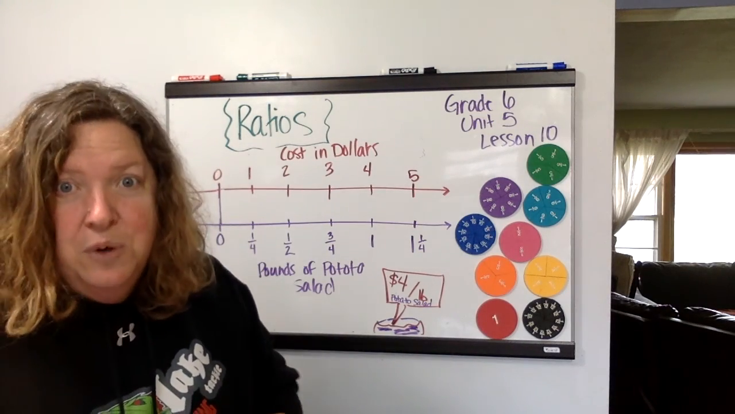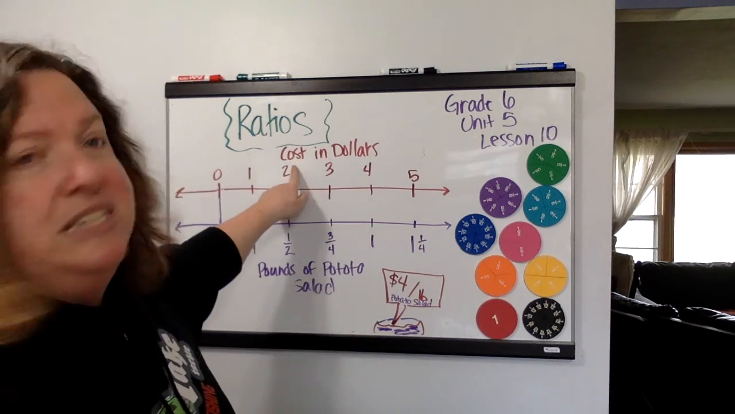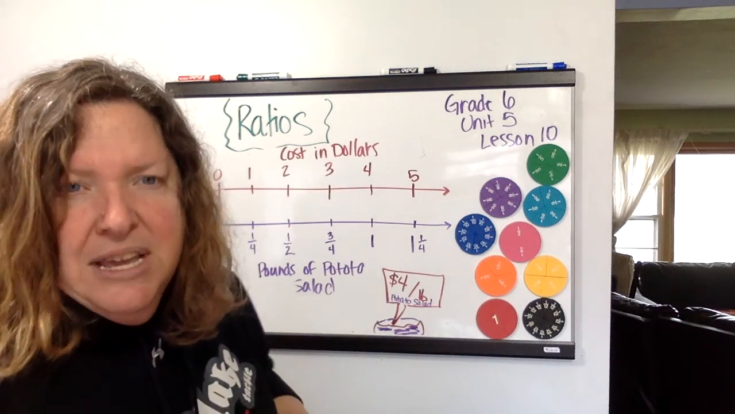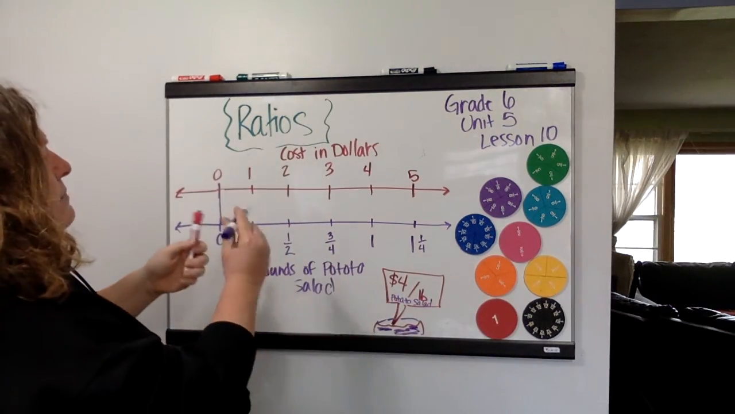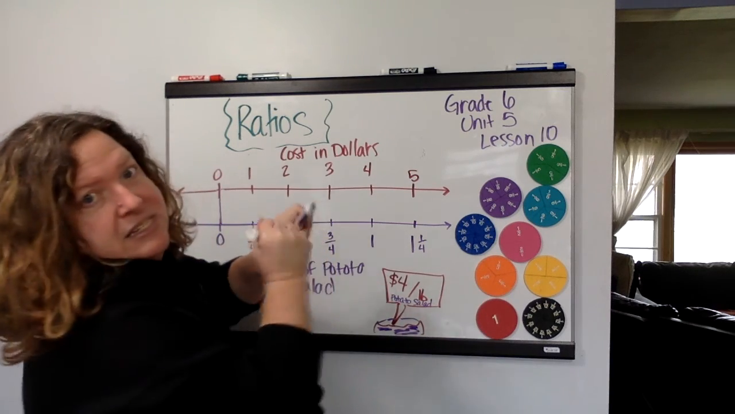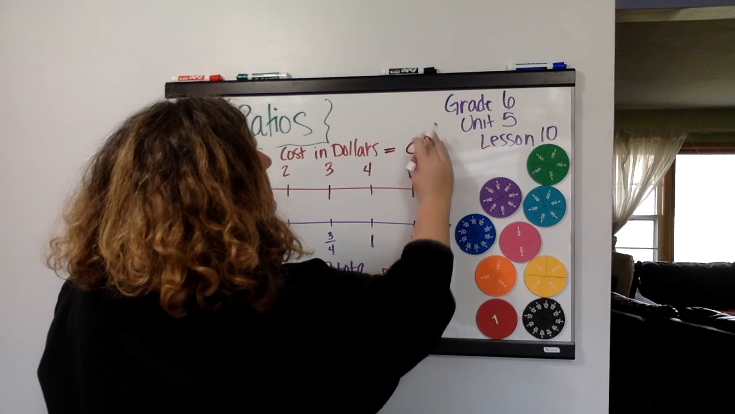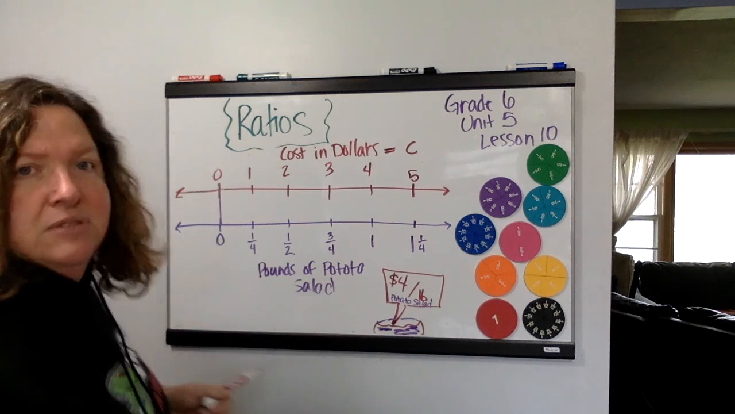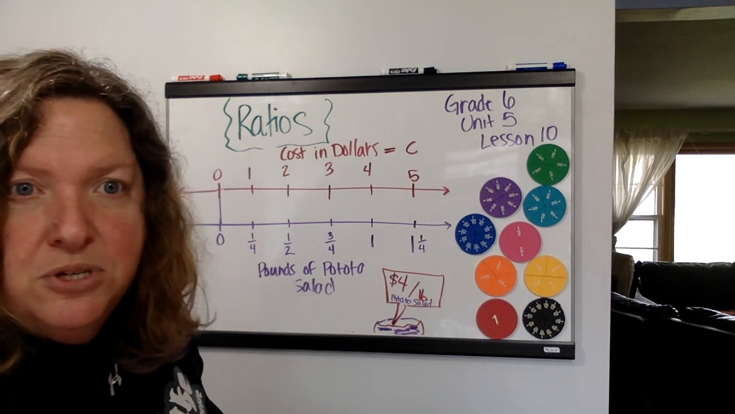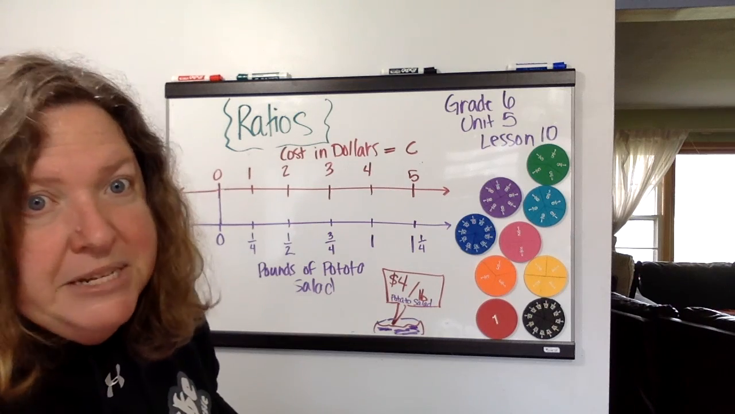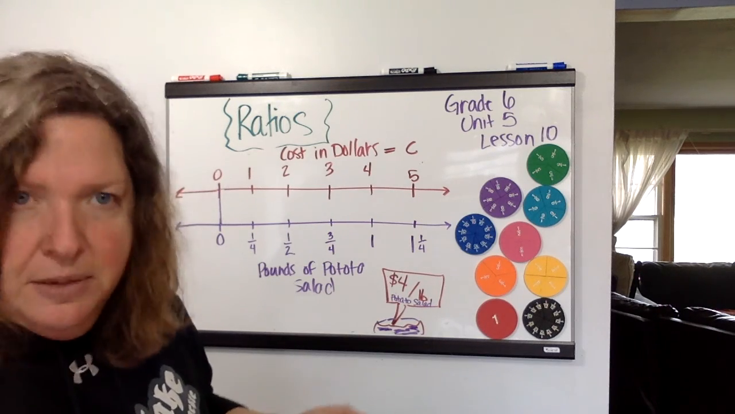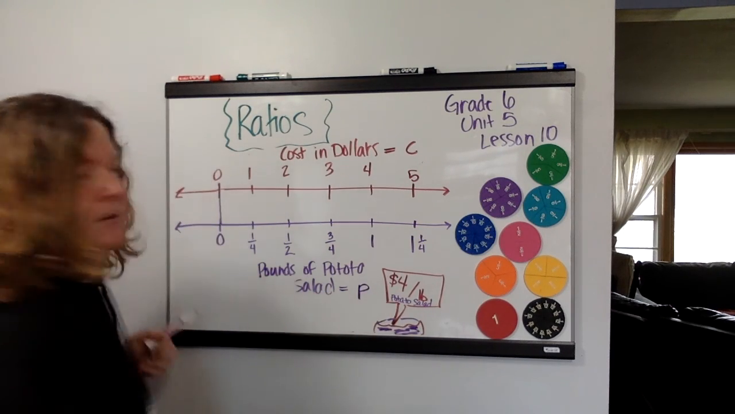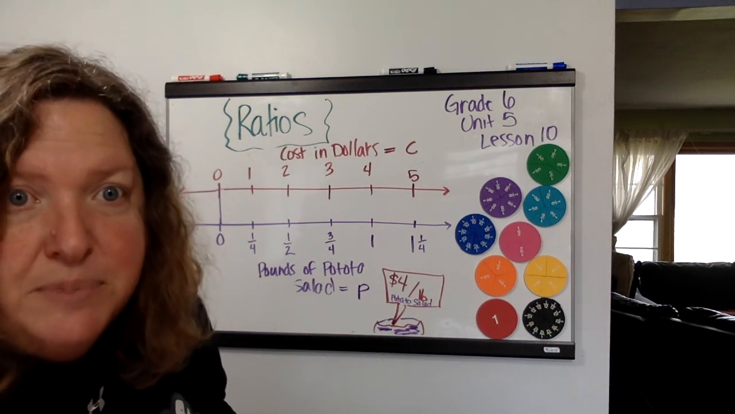Well, you can choose anything you want, remember? I would either choose a C for the cost or D for dollars. And it totally doesn't matter what you choose. It's just something that makes sense. So I'm going to call it C, the cost. Now, what about the pounds of potato salad? What variable should we use to represent that? Doesn't matter, but I would choose something that makes sense. So since it's potato salad, I'm going to choose P for the amount of potato salad.